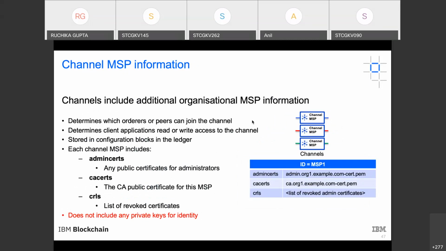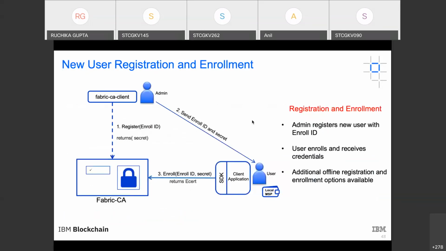Similarly, channels, as I said, for each channel you're going to have different admins in terms of who can install your smart contract on it, who can invite members, and who can be part of that particular channel. So channels will also have their own identities, which will get stored. So you have to have all these identities. Generally, this is how it works.